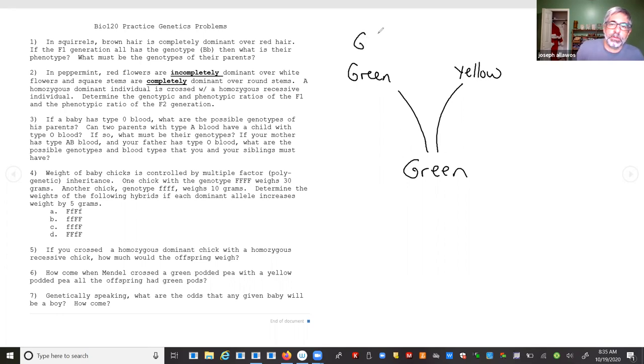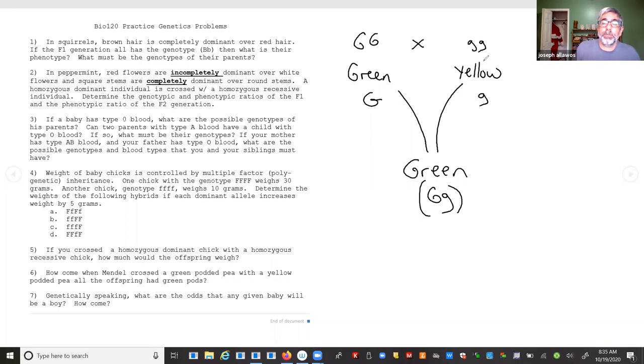So big G, little G, right? Everything comes out green over and over and over and over. That just means you're probably dealing with a homozygous dominant and a homozygous recessive initially.